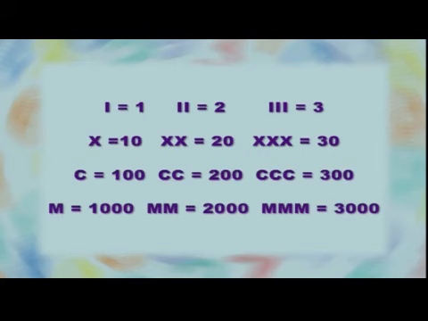The second rule is, the symbols I, X, C and M can be repeated up to a maximum of 3 times. For example, I is 1, II is 2, III is 3. X means it is 10. If it has 2 X's, that is called 20. If we have 3 X's, it is called 30. C is equal to 100, 2 C's is equal to 200, 3 C's is equal to 300, and if it is M, single M is equal to 1000. If we have double M, we will have 2000. If we have triple M, it is called 3000.